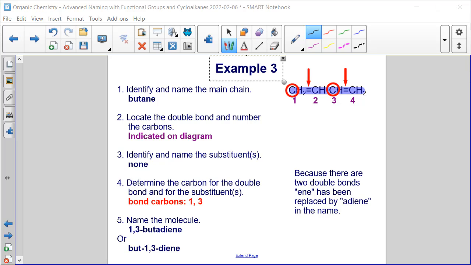Also, just as a reminder, we could say but-1,3-diene, where we put the numbers of those double bond carbons in the middle of the name. Or we can do, as I showed on the previous slide, 1,3-butadiene. Because there are 2 double bonds, the ene has been replaced by a diene in the name, butadiene.